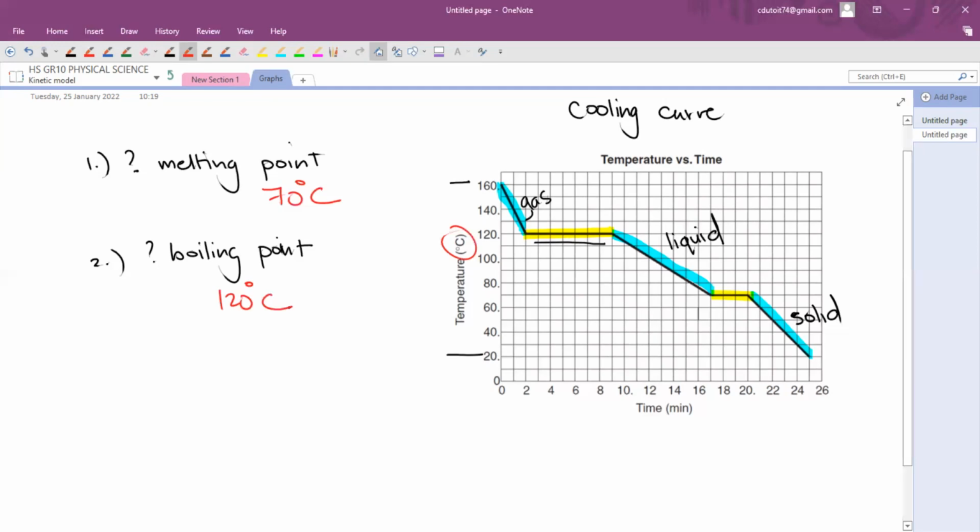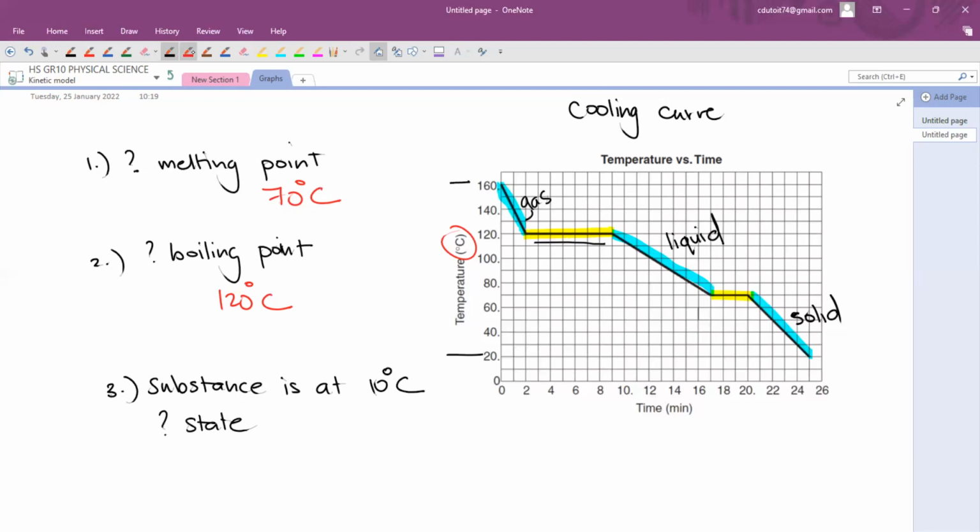All right. Okay. So let's assume that this substance is at 10 degrees Celsius. What state would it be? Solid. Yes. Solid. Is this difficult? It's extremely difficult. No, this is quite easy. All you need to know is the difference between a cooling and a what? Heating. Okay, now look at this.